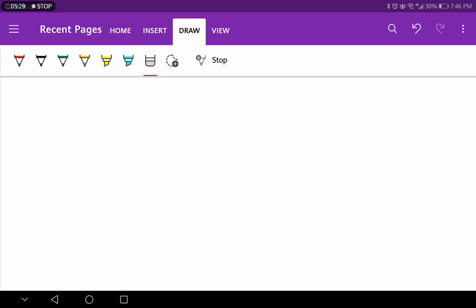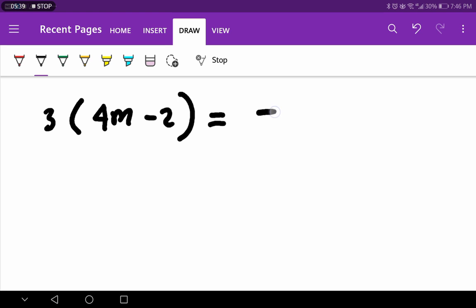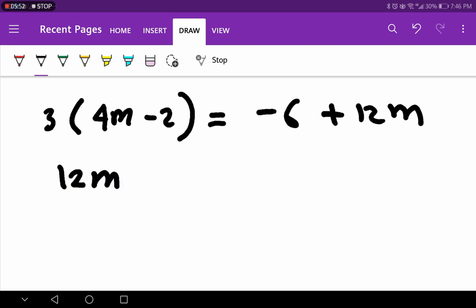Okay, are you happy with that? The last one about this. It is 3 multiplied by the quantity of 4m negative 2 equals negative 6 plus 12m, sorry. Now break the parentheses as you know. So it will be 12m negative 6 equals negative 6 plus 12m.